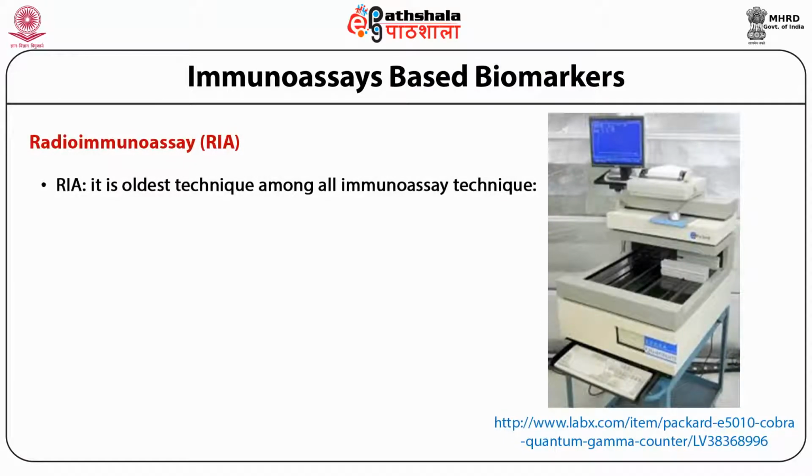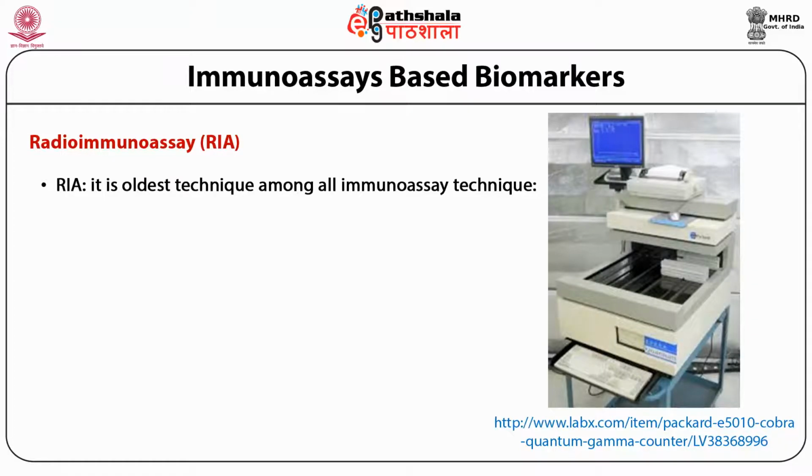Radio immunoassay is the oldest technique among all immunoassay techniques. Radio immunoassay is a very sensitive in vitro assay technique used to measure concentration of antigen, for example, hormone level in blood, by use of antibodies. Although this RIA technique is very sensitive and extremely specific, it requires specialized instrument. It requires special precaution and licensing since radioactive substances are used. So these radioactive substances should be disposed of properly.